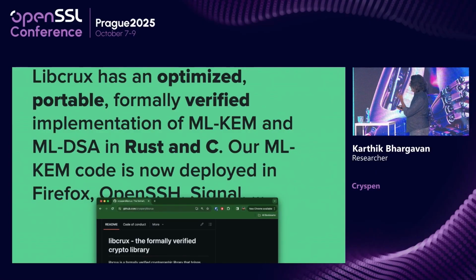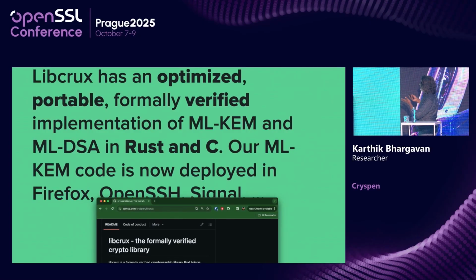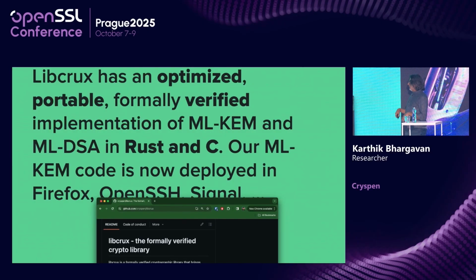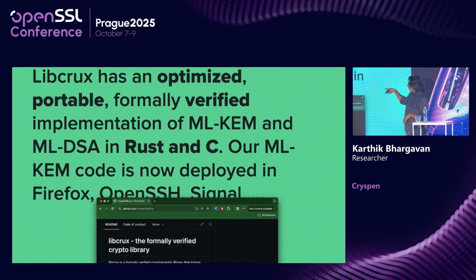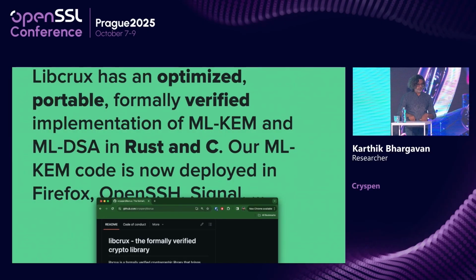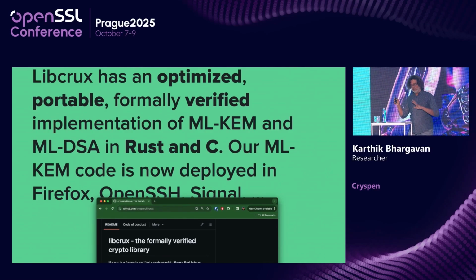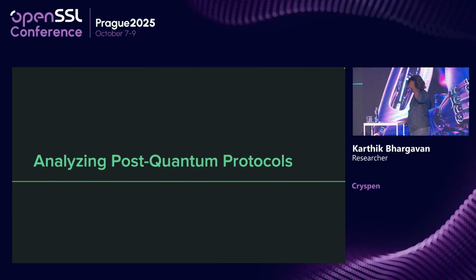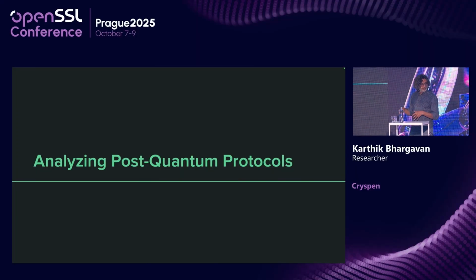So what we have is this library called libcrux, which has a portable implementation of ML-KEM and ML-DSA in Rust and in C, because the Rust is compiled to C. This code is now deployed in Firefox, OpenSSH, and Signal. Okay? And it's formally verified with the caveats that I said about the constant timeness. And that's the crypto library.